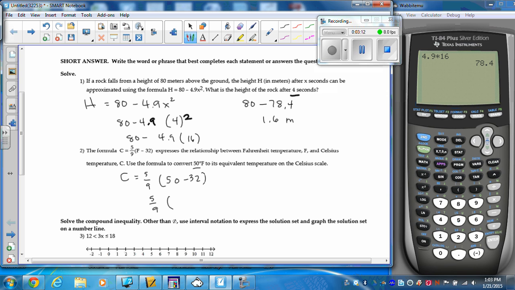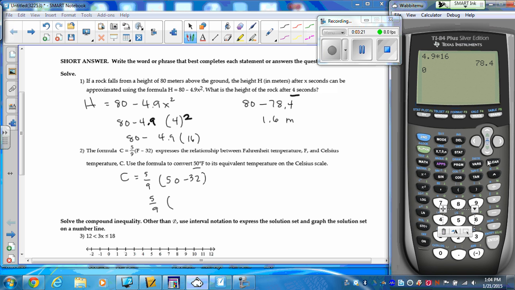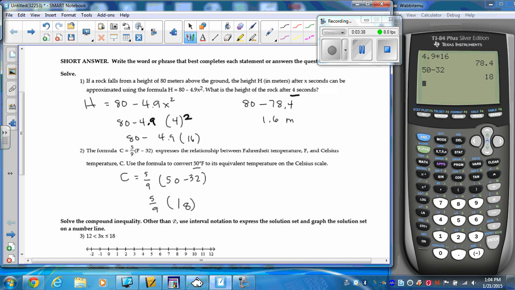If you're not sure, come on over here and calculate that. 50 minus 32 is 18. So now we're going to multiply that by 5/9. One thing we could do is cancel here. 18 is divisible by 9 twice. And so now we get our answer of 10 degrees Celsius.